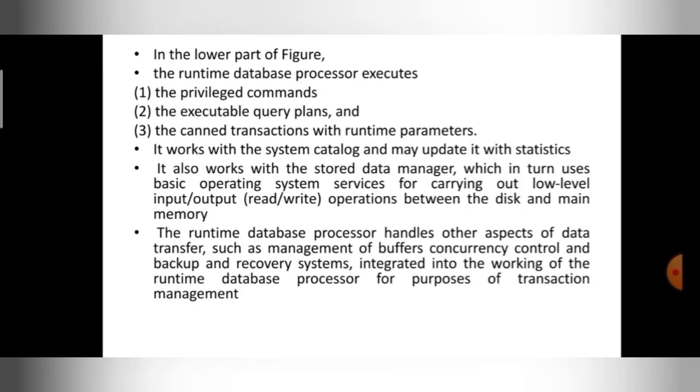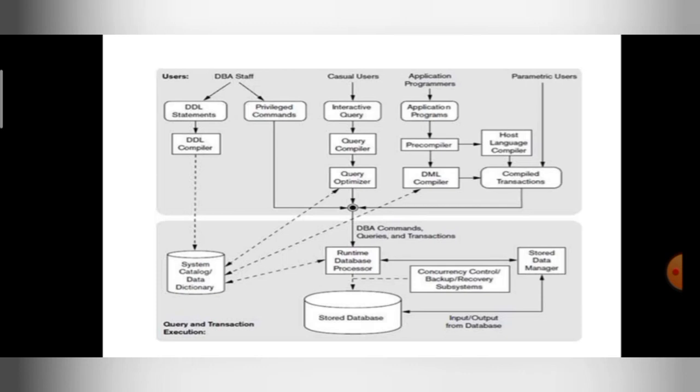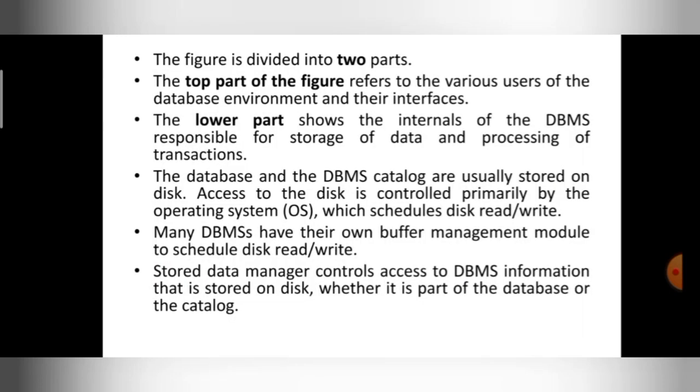The runtime database processor executes the privileged commands, and its executable query plans can be used by the runtime database processor, and the canned transactions are also executed by it. Whatever privileged commands are given by the DBA, and whatever canned transaction commands are given by the application programmers, the DBA commands, queries and transaction commands are taken care of by the runtime database processor, and they are processed in the database processor and directly interact with the database.